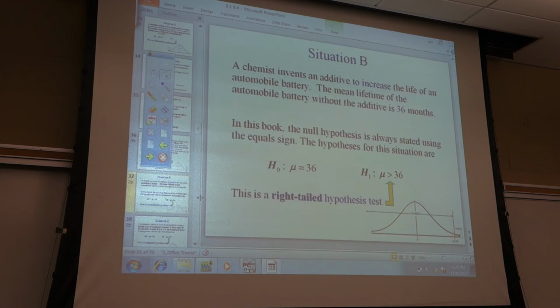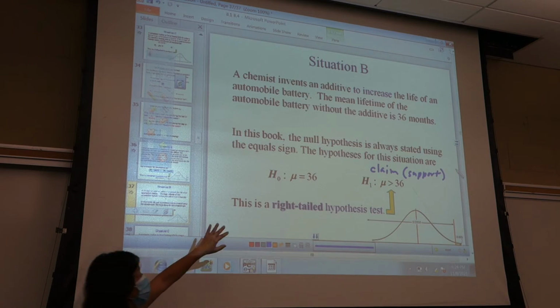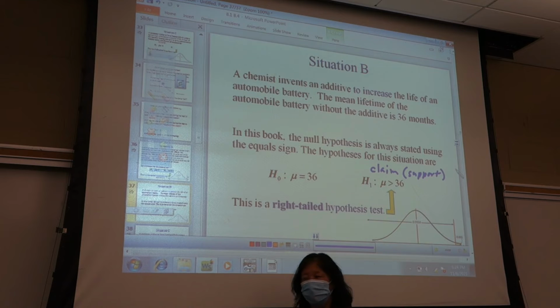Next one, my claim was increase, right? So my claim was H1. So as my goal, am I looking to support my claim or fail to support my claim? Support. Right, so I'm not trying to reject my claim. I'm going to see if rejecting H naught will support my claim. Does that make sense, folks? Yeah, support or not support, depending on what happens to H naught. If I reject H naught, that supports my claim. If I fail to reject H naught, then I fail to support my claim.